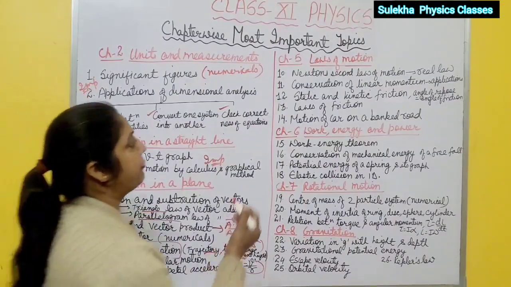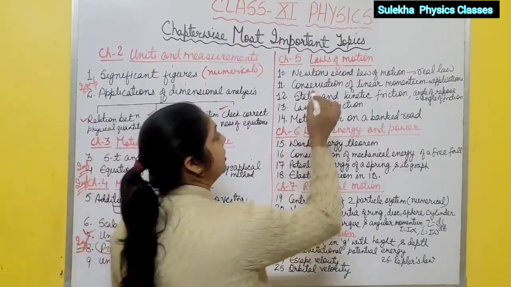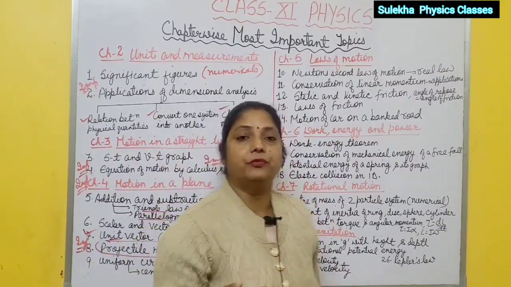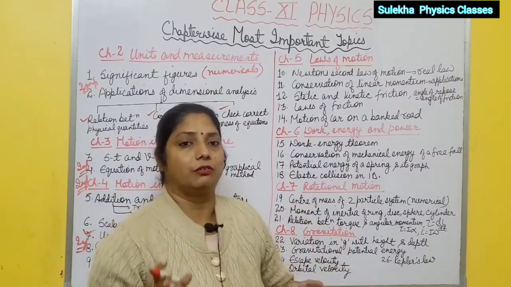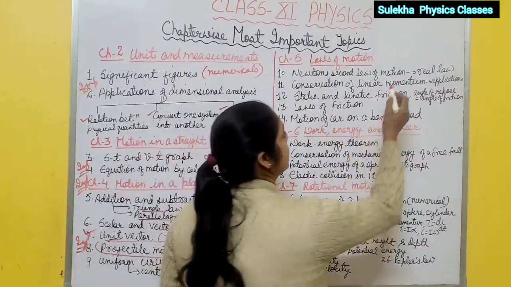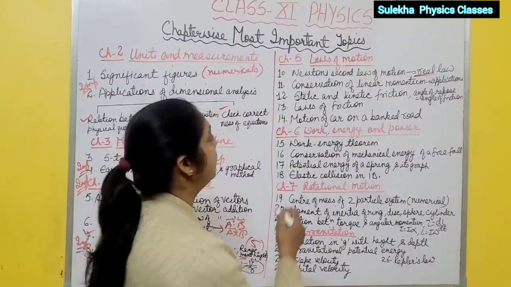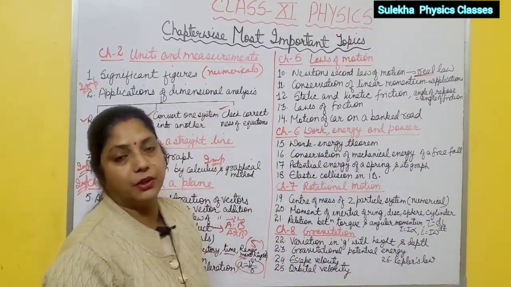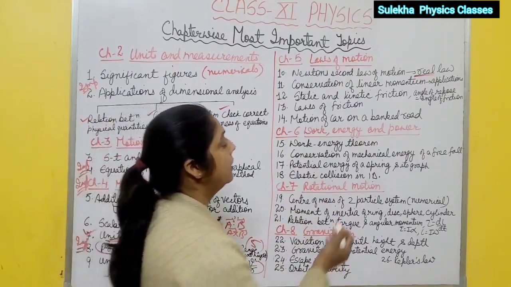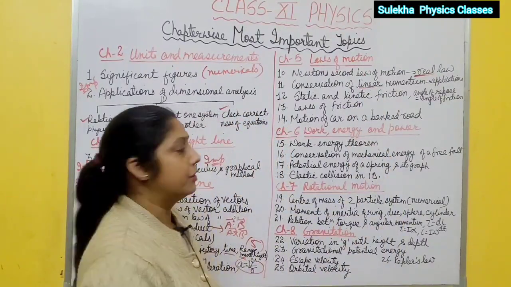After this chapter 5, laws of motion. In laws of motion first question is Newton's second law of motion. In this one you have to prove how it is real law of motion, how first and third law are derived from this Newton's second law of motion. So this topic is important. Then conservation of linear momentum, recoil of gun, and everything is based on conservation of linear momentum, also third law of motion. So you have to revise some applications based on conservation of linear momentum.